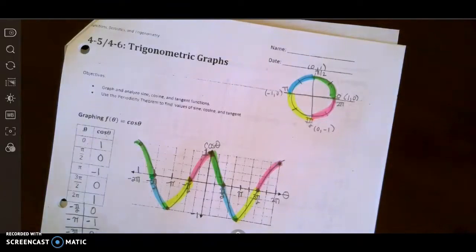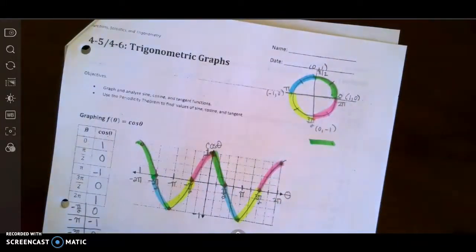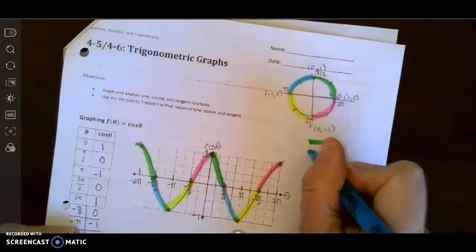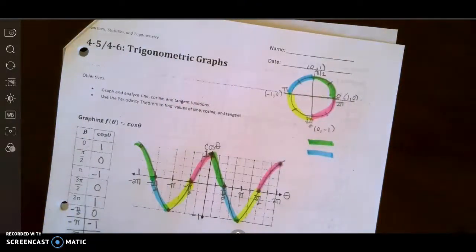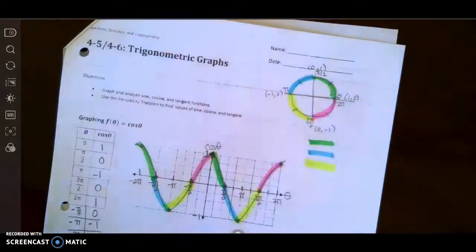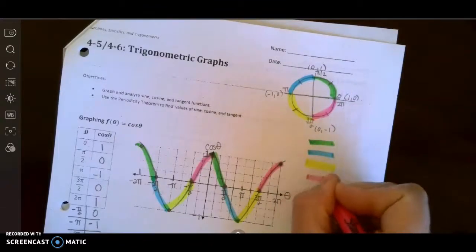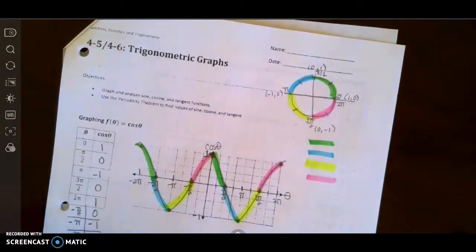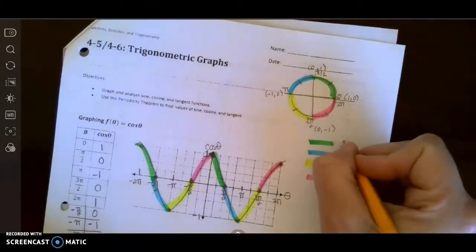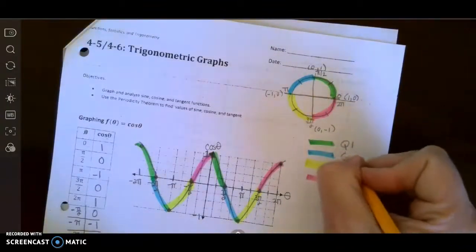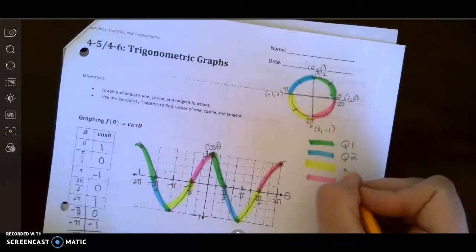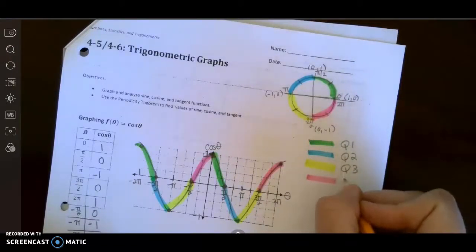And let's go ahead and label this. Let's start with green, and then blue, yellow, and pink. So I kind of have like a key, like you'd have a map key. Green is quadrant 1, blue is quadrant 2, yellow is quadrant 3, and pink is quadrant 4.